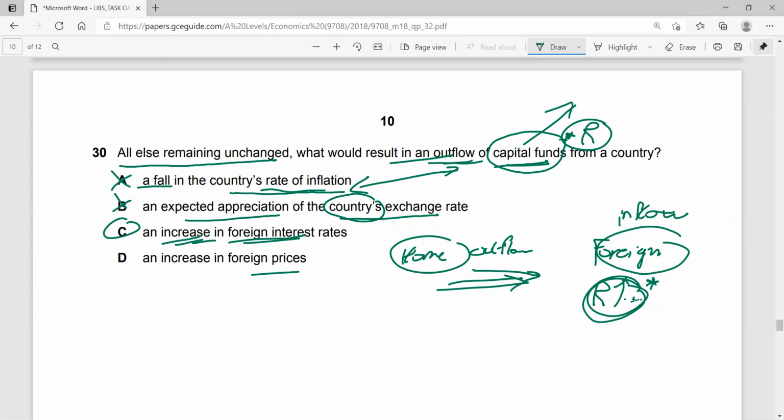An increase in foreign prices, if anything, would just reduce the purchasing power in foreign countries and comparatively make the purchasing power of the home country better. So it's not so relevant, but even if it was, it just improves the inflow, not necessarily the outflow.